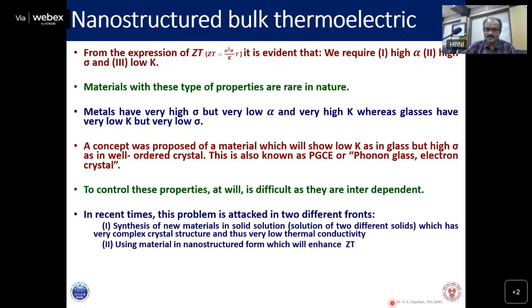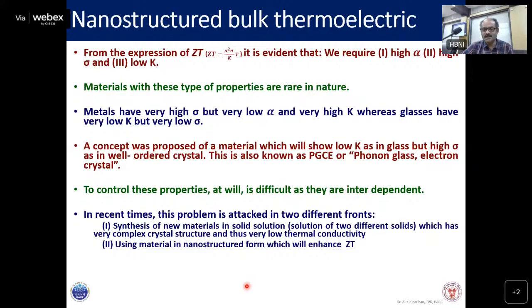The first is synthesis of new materials in solid solutions. Solid solutions means where one solid matrix and another solid matrix are synthesized together. This kind of solid solution has very complex crystal structures, and because of that, they possess low thermal conductivity.